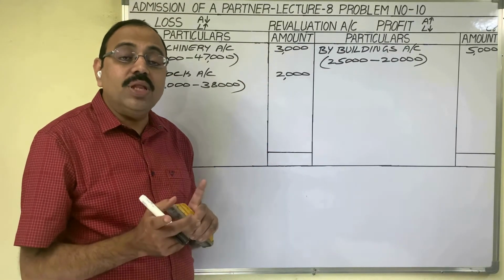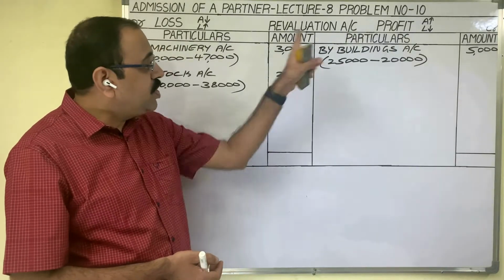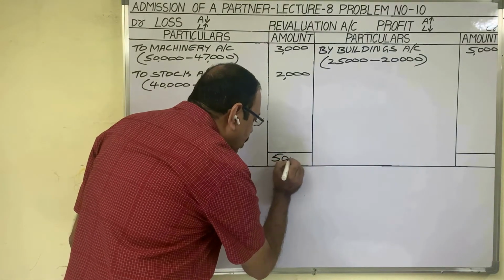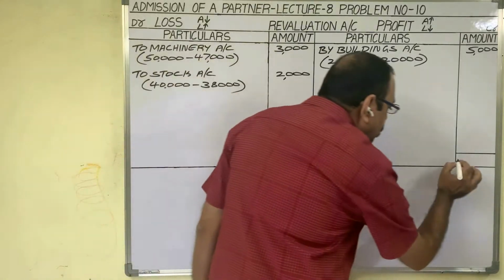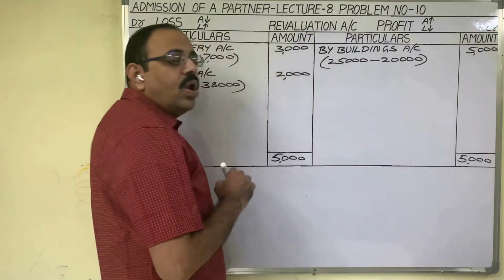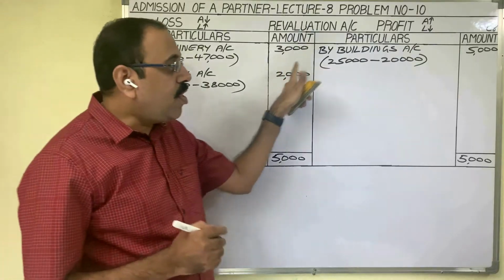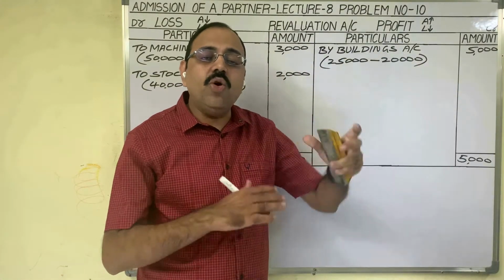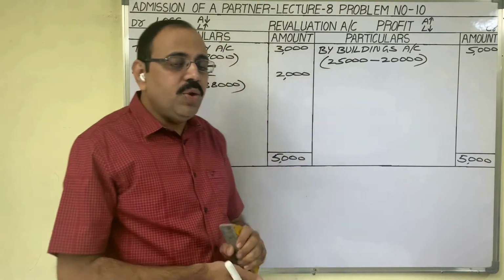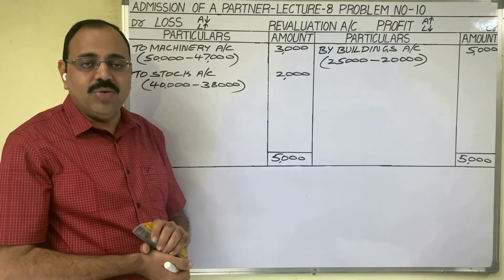Finally, we have to find out the profit or loss in revaluation of assets and liabilities. If you observe the totals, the two sides have the same totals. It means in revaluation of assets and liabilities, there is no profit and no loss finally. Therefore, you need not distribute any amount to old partners' capital accounts.